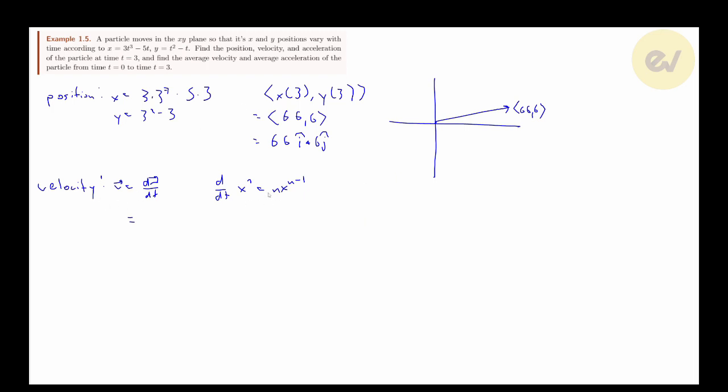Knowing this, we can go ahead and calculate the velocity. The derivative of our x position is equal to 3 times 3t squared minus 5 times 1, times t to the 0, which is 1, comma 2t minus 1. If we plug in t equals 3, then this is 3 times 3 squared minus 5, comma 2 times 3 minus 1.